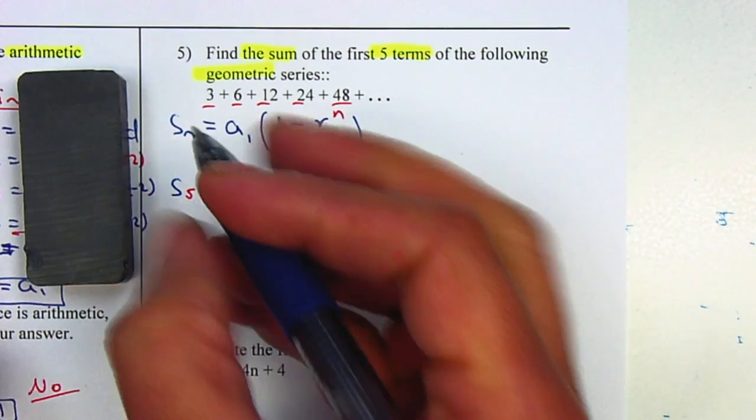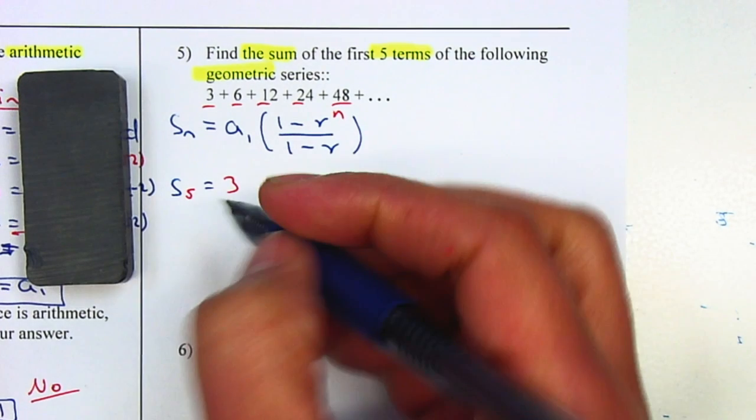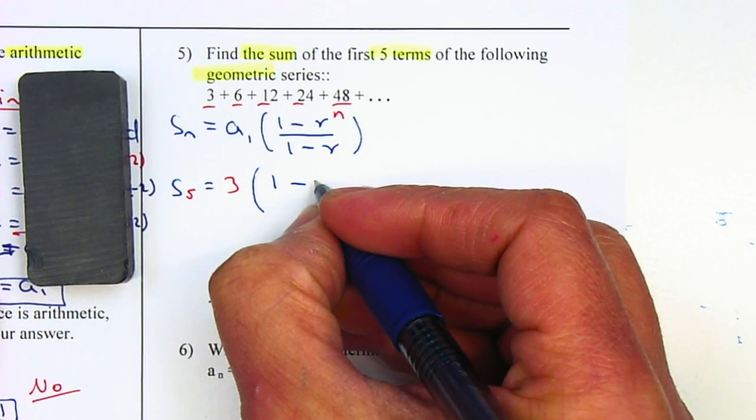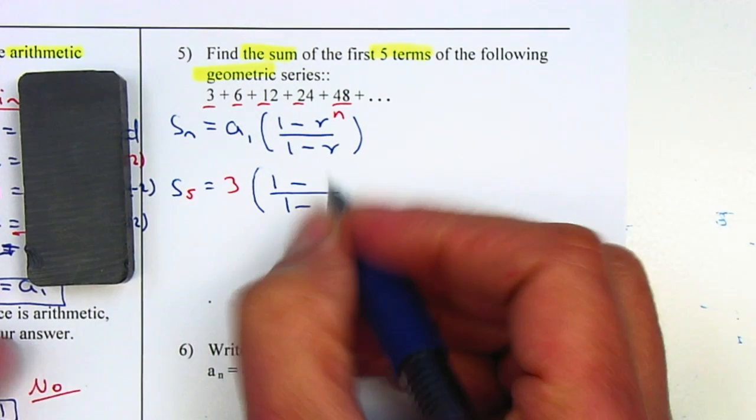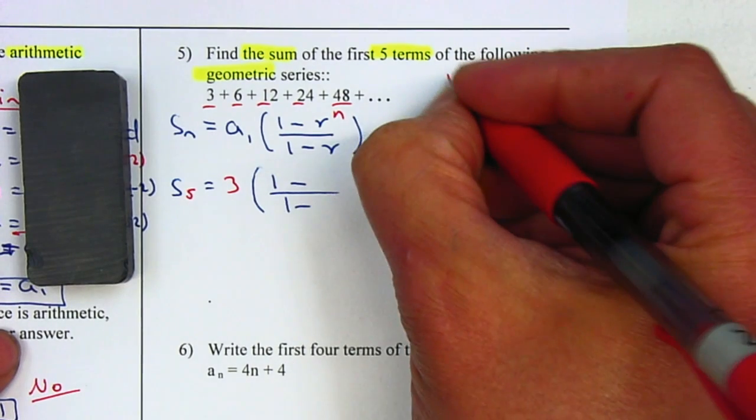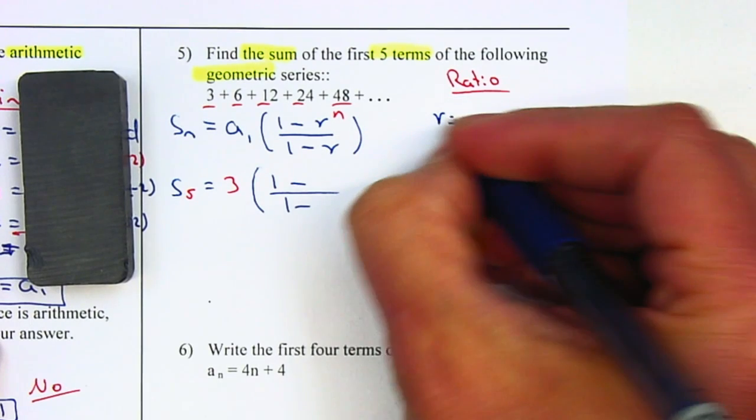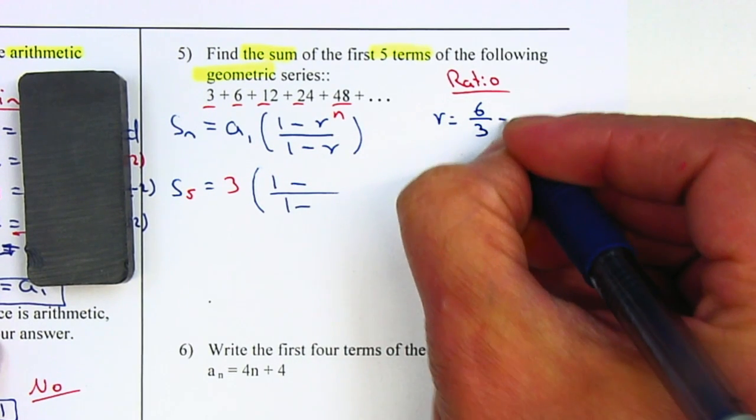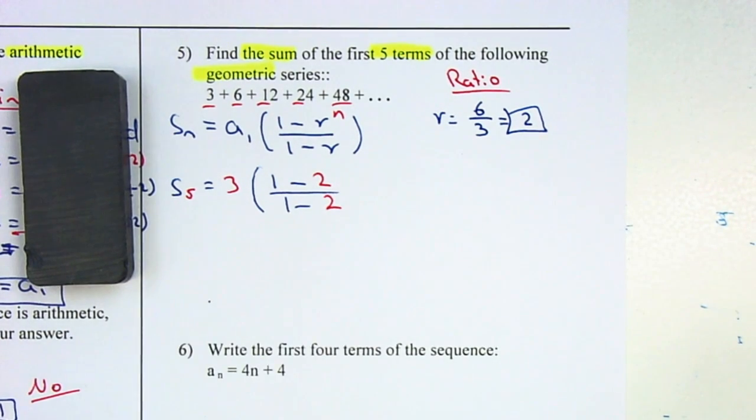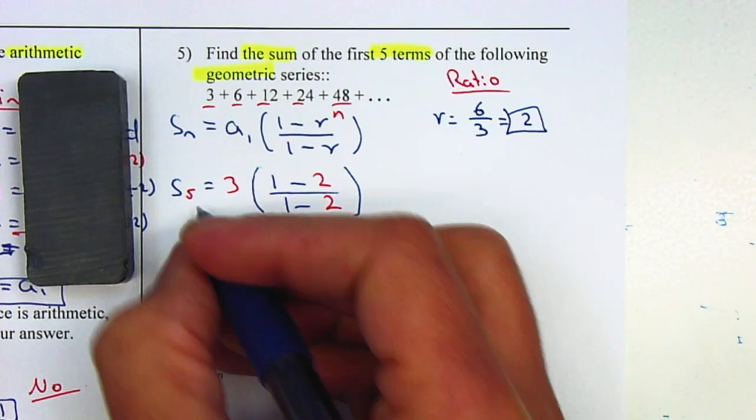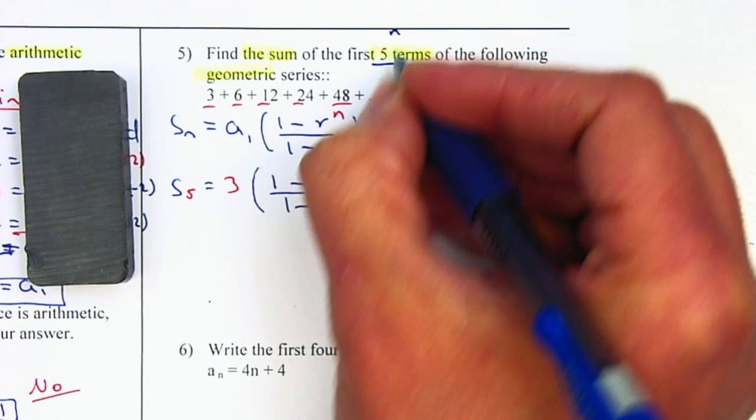A sub 1, the first term, is 3. For 1 minus R, I need to find the ratio, so let's go and find it. The ratio, remember, is the second term divided by the first term, which is 2. So the ratio is 2, and don't forget that the ratio has to be raised to the exponent n. N in this case is how many terms we need to add, which is 5.